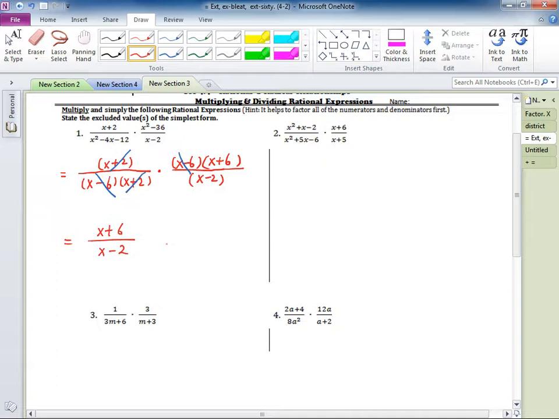Okay, am I done? I don't know, so let's read the direction now. Multiply. Did I multiply? Yes. And simplify. Did I simplify? Yes. The following rational expressions. Hint: it helps to factor all of the numerators and denominators first. I did, right? Next part: state the excluded value or values.